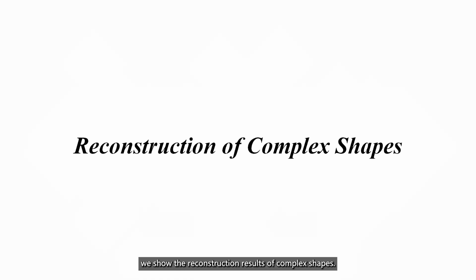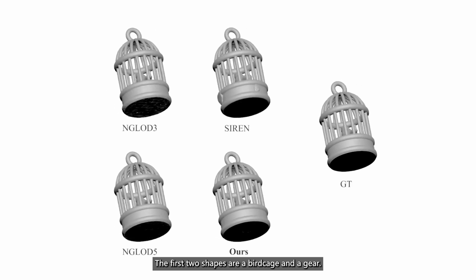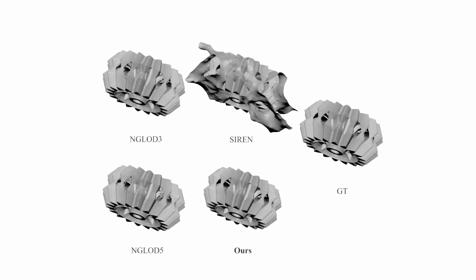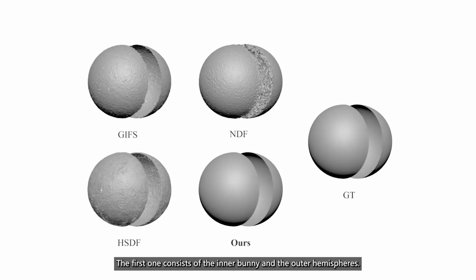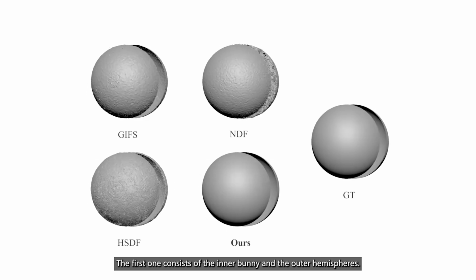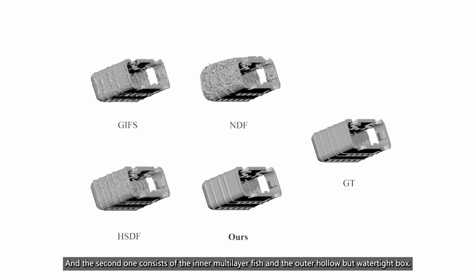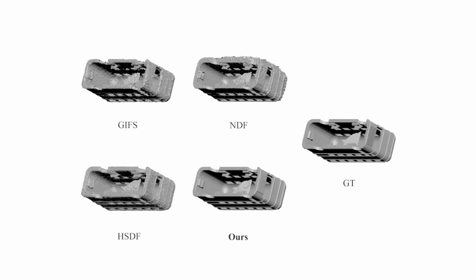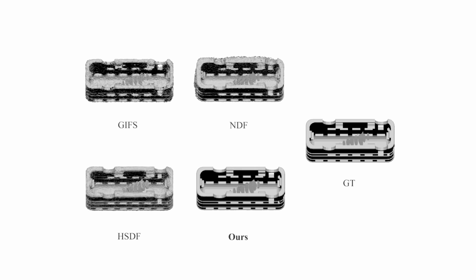Third, we show the reconstruction results of complex shapes. The first two shapes are a birdcage and a gear. Both of them are watertight but have many hollow structures. Next are two assembling shapes. The first one consists of the inner bunny and the outer hemispheres, and the second one consists of the inner multilayer fish and the outer hollow but watertight box. For complex shapes, our UODFs can still reconstruct them with high fidelity.